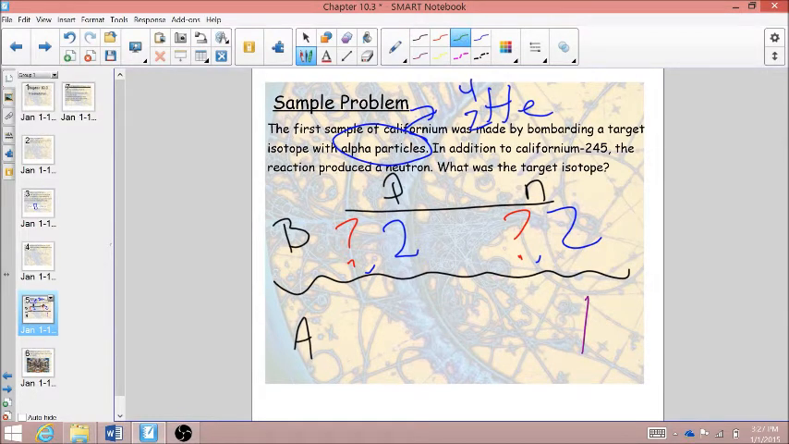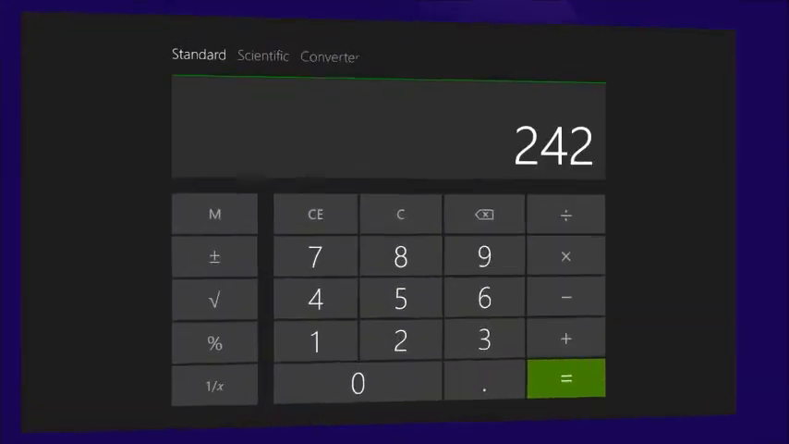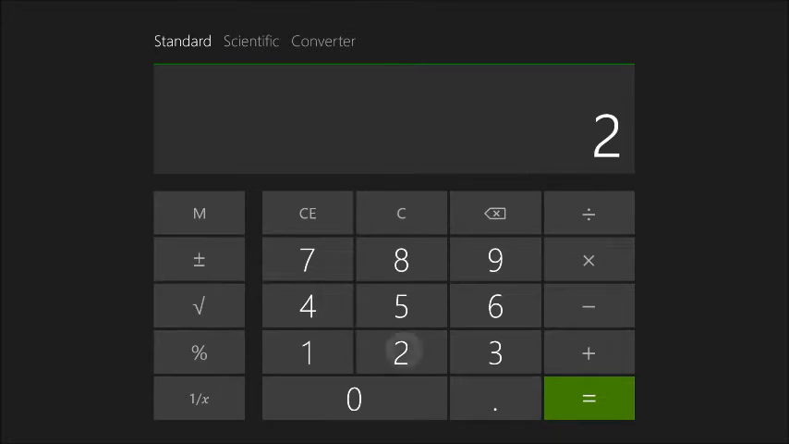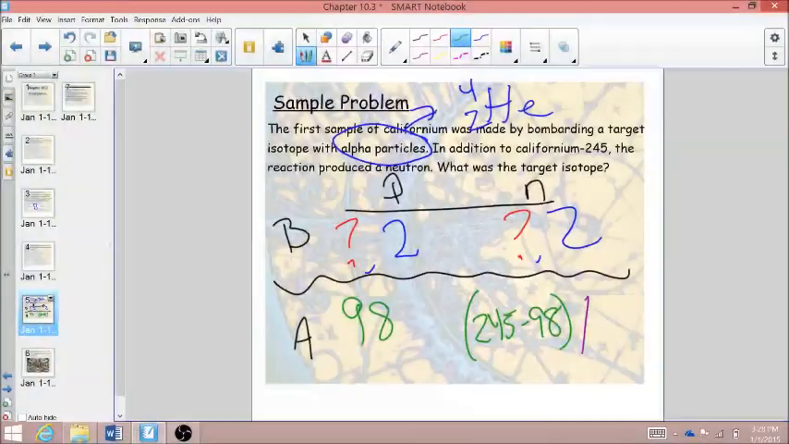But californium-245 has a certain number of protons and a certain number of neutrons, which we can find using our periodic table. If you look at the periodic table, californium is number 98, which means it has 98 protons. And in order to find the number of neutrons, we have to take 245 minus 98. And if we go to my handy dandy calculator here, because I can't do math in my head, 245 minus 98 is 147.